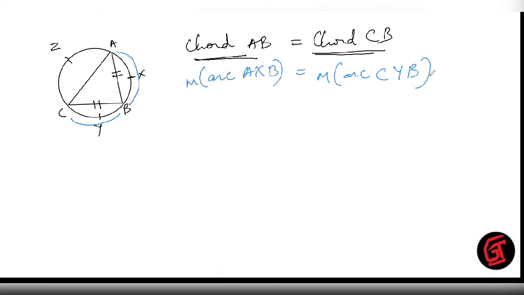Similarly, vice versa, if two arcs are congruent, then the chords which correspond to them are also congruent. So this is the property of corresponding chords to corresponding arcs. Now this is for this particular circle only. If the same thing is for another circle, then it won't be the same. In the same circle, or if two circles are congruent and there are some congruent arcs, then it is valid.